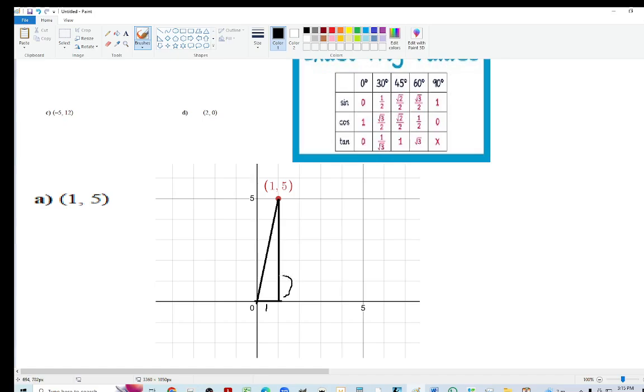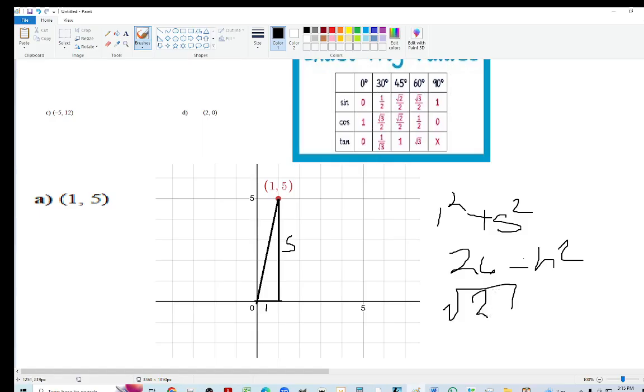And the height can be figured out because we went up to 5. So that's there. And thus the hypotenuse can be figured out because the hypotenuse squared is a squared, 1 squared, plus b squared, which is 5 squared, which ends up being 26. So the hypotenuse squared is 26. Or if you want, the square root of 26 is the hypotenuse. So you want to put that there.